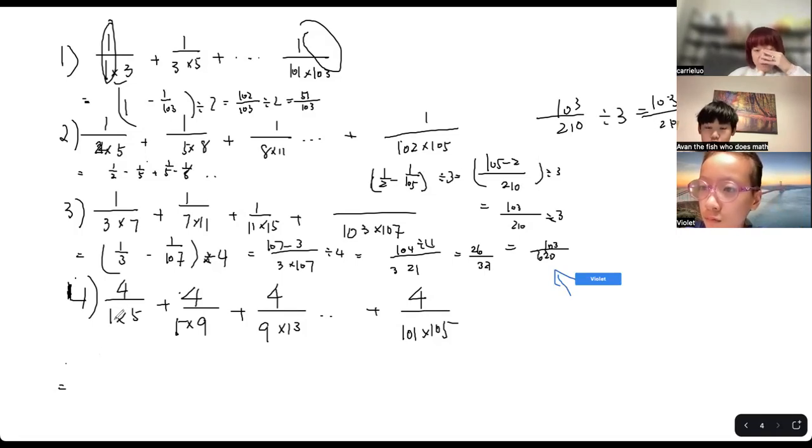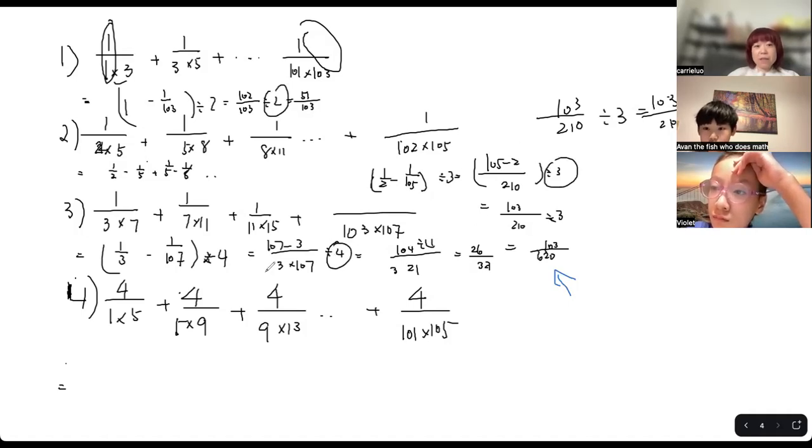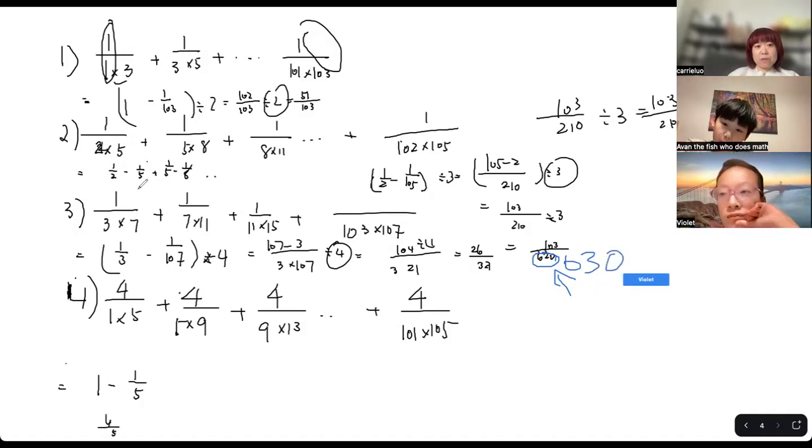So why are we always dividing by 2, by 3, and by 4? Do you notice that? It's because of the denominator. If we split them, 1 minus 1 over 5, the answer is 4 over 5. It's different: the original data is smaller than the split one.